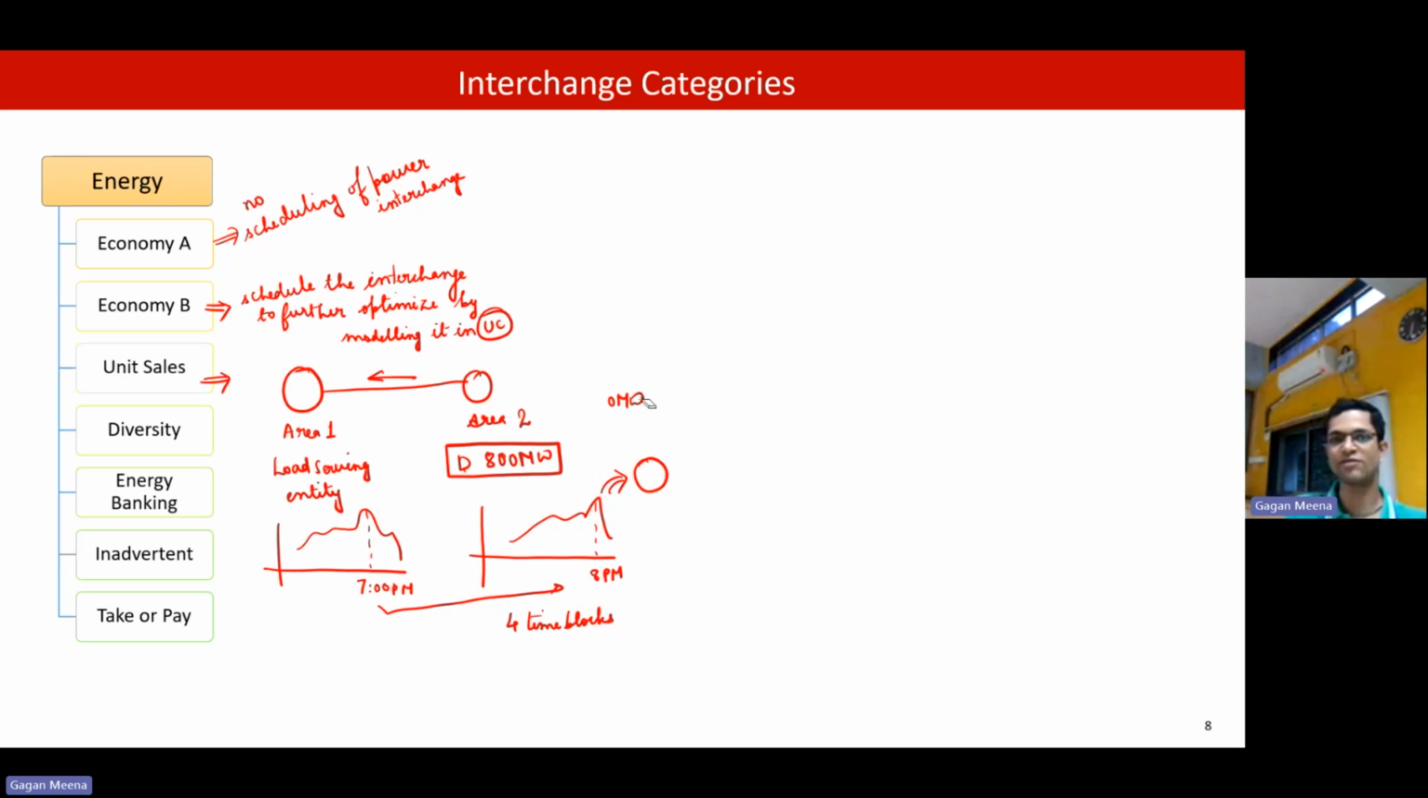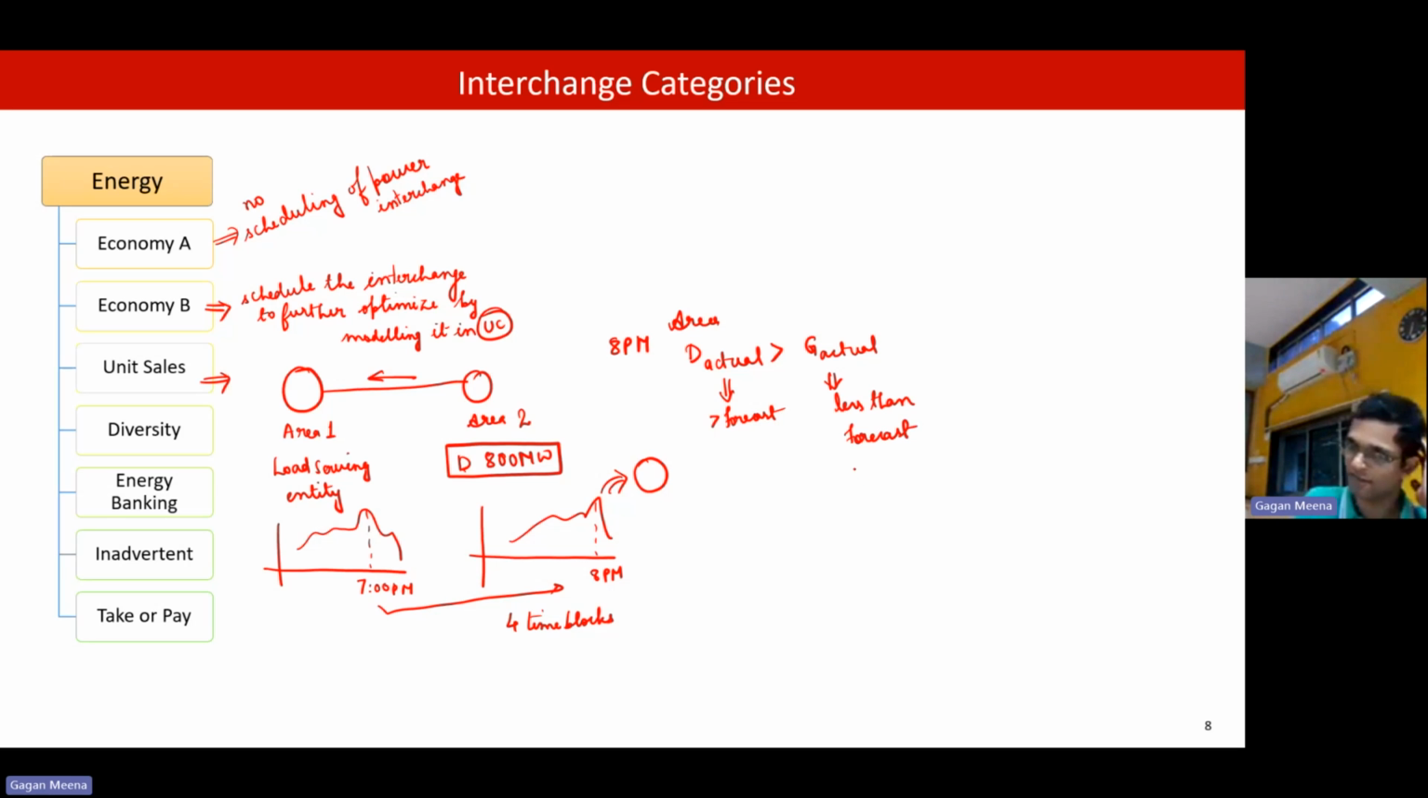So in that case, what will happen? The actual generation available after the forced outage and scheduled maintenance, let's say in area 2 at the peak hour, at 8 p.m., the actual demand is more than the actual generation. So this is more than the forecast, and this is even less than the forecast. There can be many reasons for that. Even if we have only conventional generation, there might be forced outages of generators.